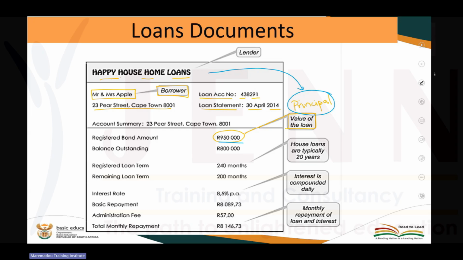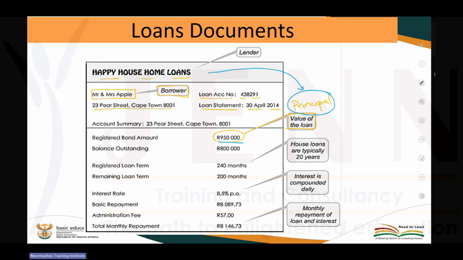Then Happy House Home Loans will check the credibility of their salary advisors, whether they will be able to pay the monthly installment. They said, no problem, we'll buy you a house. Then your principal amount is 950,000, Mr. and Mrs. April. Do you understand? Yes, we understand. Then the transaction goes on.